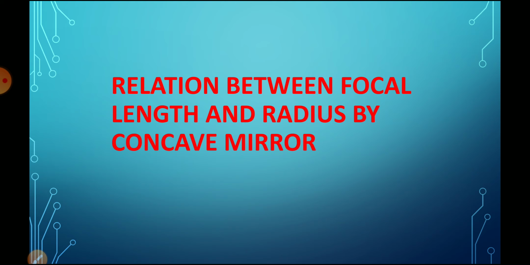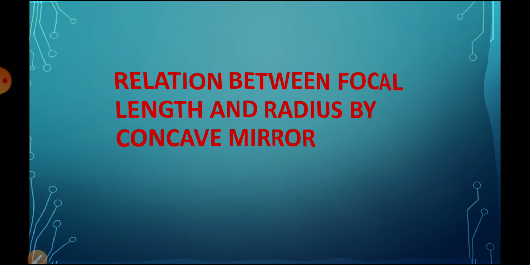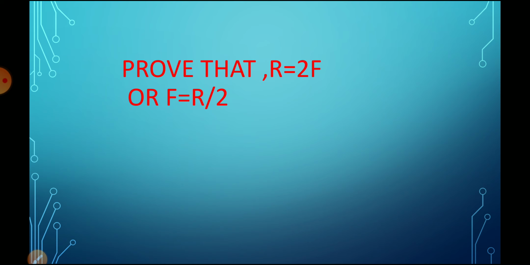Relation between focal length and radius of curvature for a concave mirror. यहाँ जो है रिलेशन बताई गई है रेडियस और फोकल लेंथ में, और प्रूव दैट r इज इक्वल टू 2f, r इज इक्वल टू 2f और f इज इक्वल टू r/2. This is important. यह क्वेश्चन बहुत ही महत्वपूर्ण है. ठीक है.